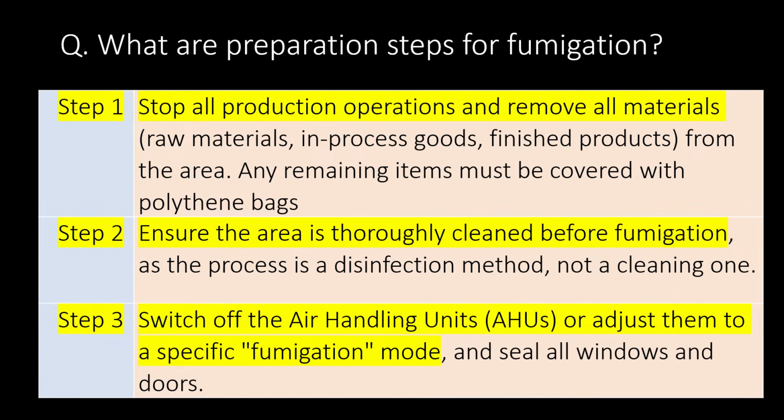What are the preparation steps for fumigation? Step 1. Stop all production operations and remove all materials from the area. Any remaining items must be covered with polythene bag. Step 2. Ensure the area is thoroughly cleaned before fumigation, as the process is a disinfection method, not a cleaning one. Step 3. Switch off the air handling units, that is AHUs, and adjust them to a specific fumigation mode and seal all windows and doors.